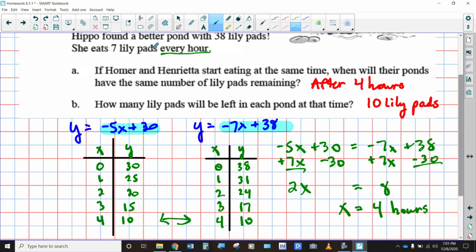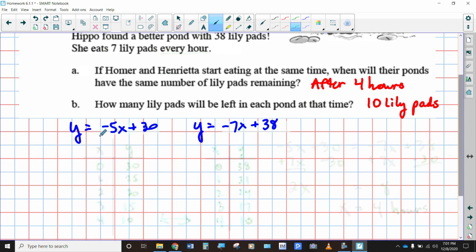Okay? So if we know it's in 4 hours, let me get rid of all that. Then we use the table to determine that they would each have 10 lily pads left. But I'm going to now use this and solve it algebraically. So negative 5 times 4 is negative 20. Plus 30 is equal to 10. So that's what y would equal, the number of lily pads in the pond.